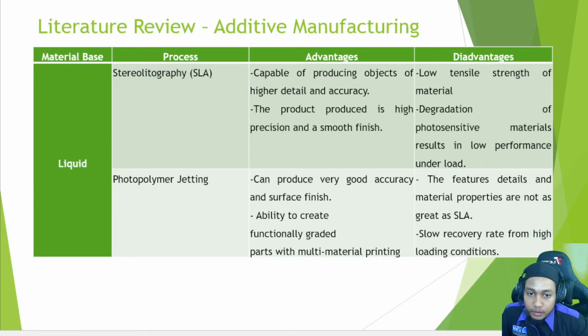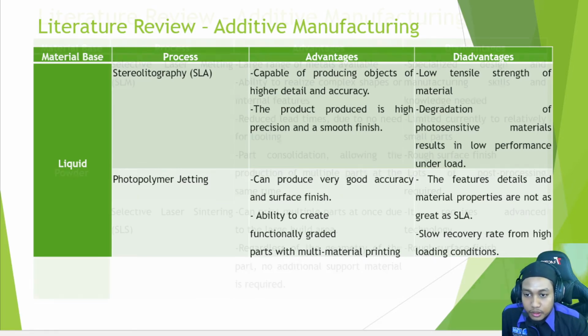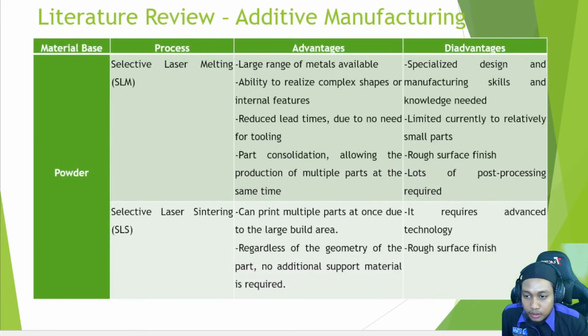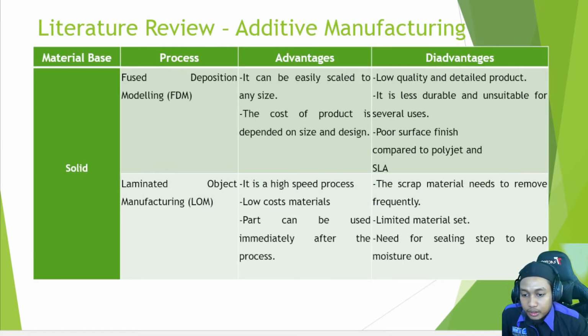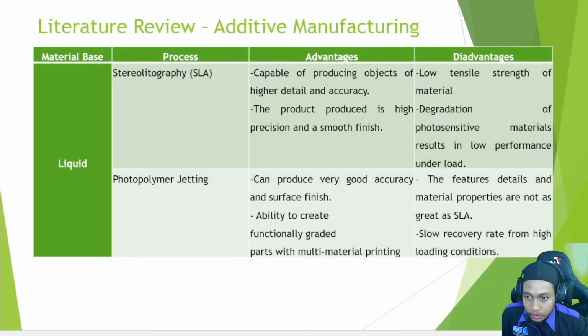For additive manufacturing. In this slide, I chose 6 additive manufacturing processes, which are stereolithography SLA, photopolymer jetting, selective laser melting, selective laser sintering, fused deposition modeling, and laminated object manufacturing. Okay, for material base, liquid: stereolithography and photopolymer jetting. Stereolithography uses low power laser and photopolymerization to turn photosensitive liquid into 3D solid polymer layer by layer.